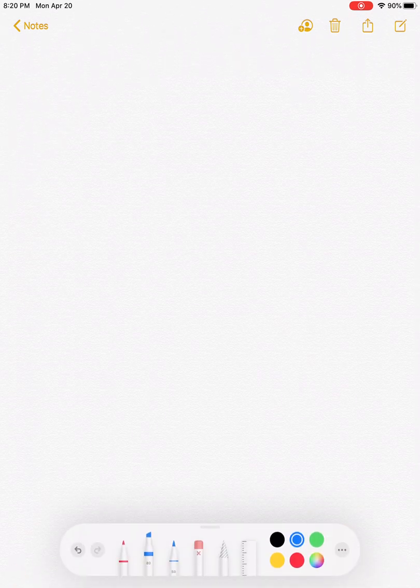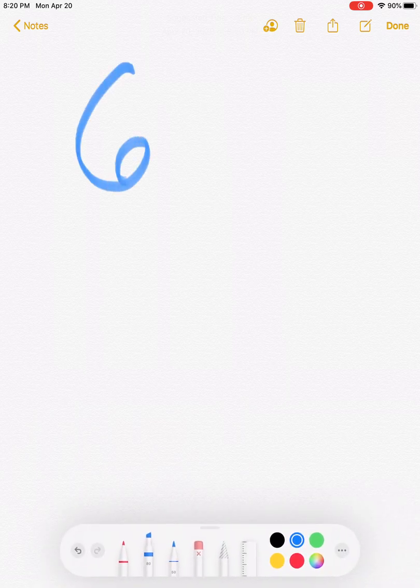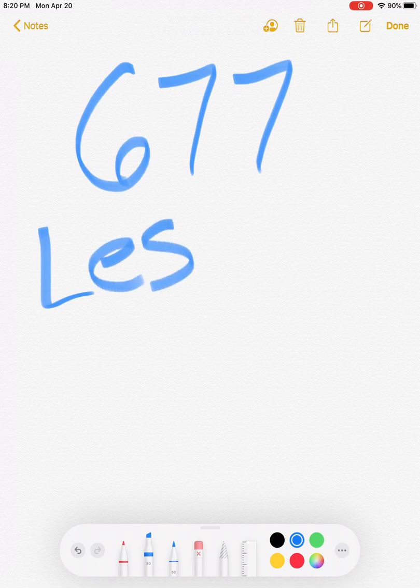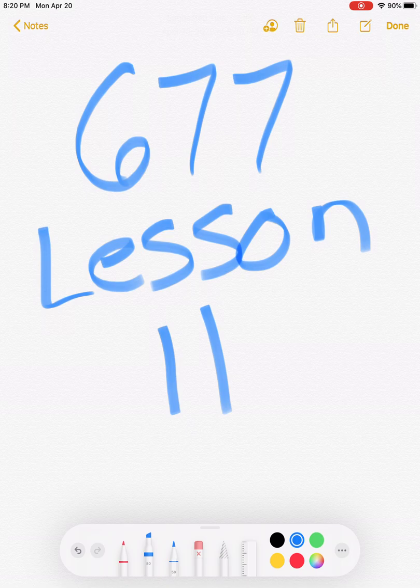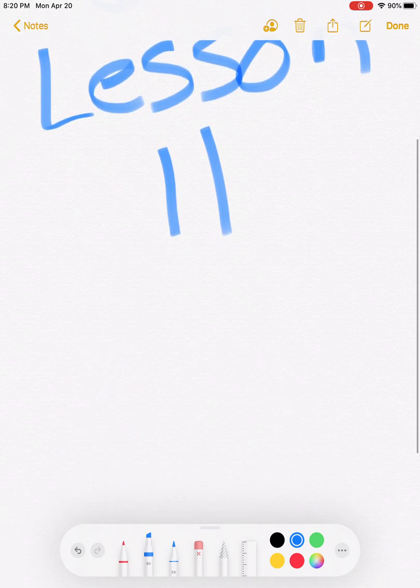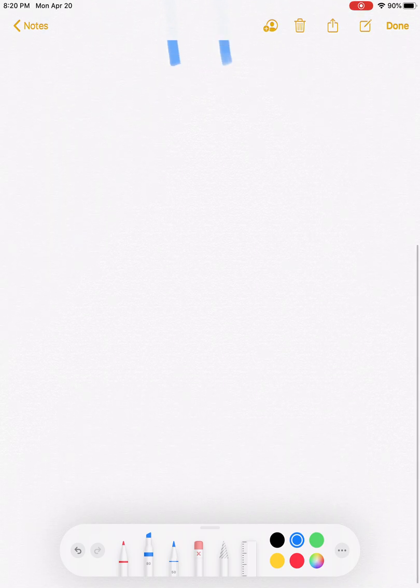Please open your math book to page 677. This is lesson 11, and it is on adding mixed numbers. Now, we did this in lesson 10 using models. Now you're going to learn to do it without the models. But I want to go over a few things with you before we start this lesson that will make it great for you.